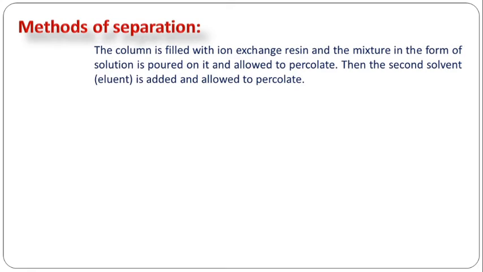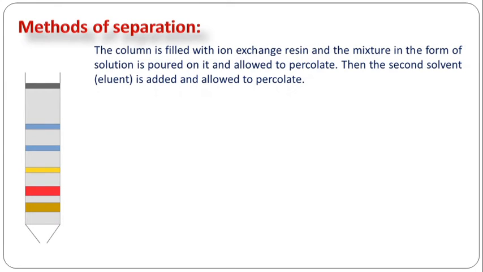Friends, this is like column chromatography. Instead of a stationary phase like silica gel, we fill the column with ion exchange resin, and the mixture in the form of a solution is poured onto it and allowed to percolate. Then the second solvent, called the eluent, is added and allowed to percolate. See here, this is the column, again similar to column chromatography.